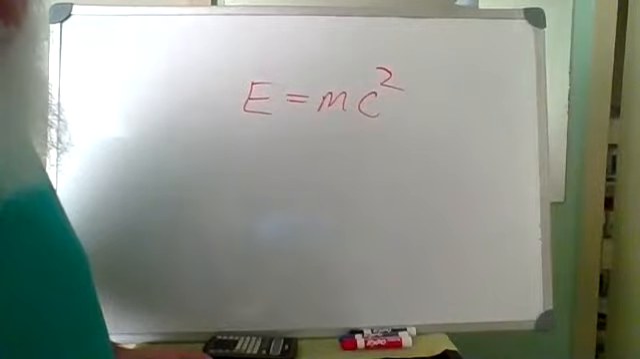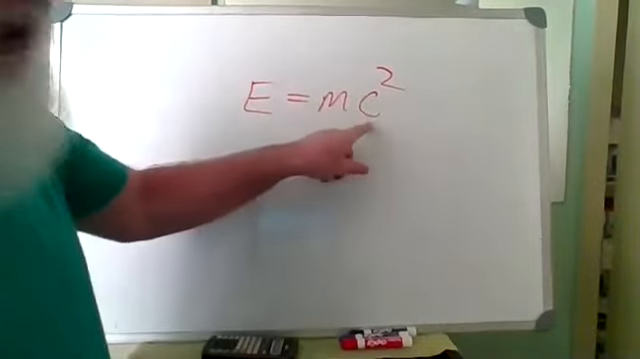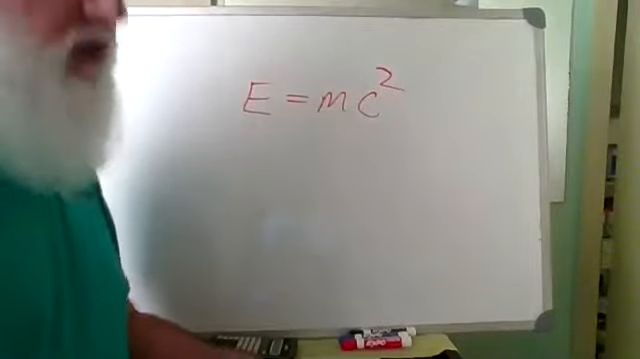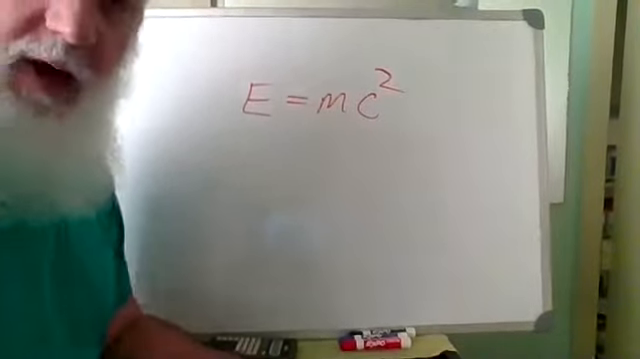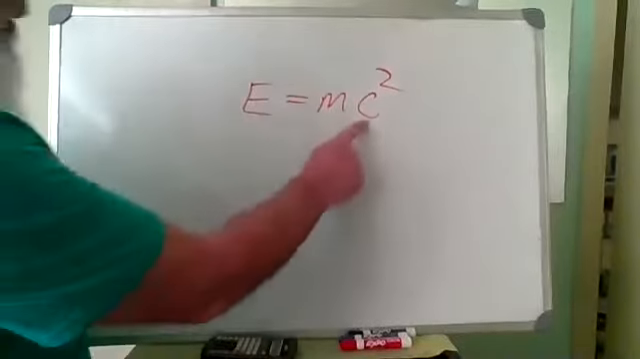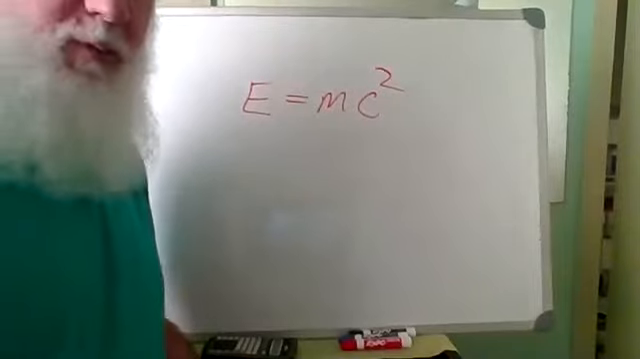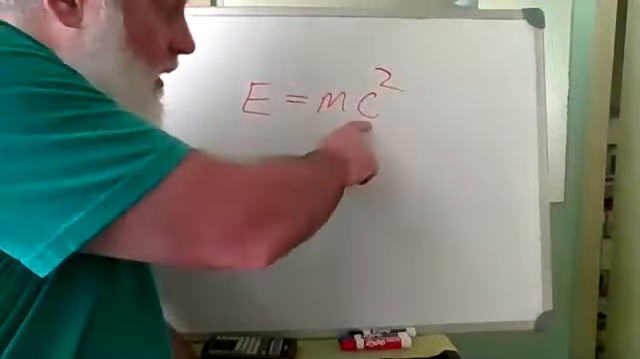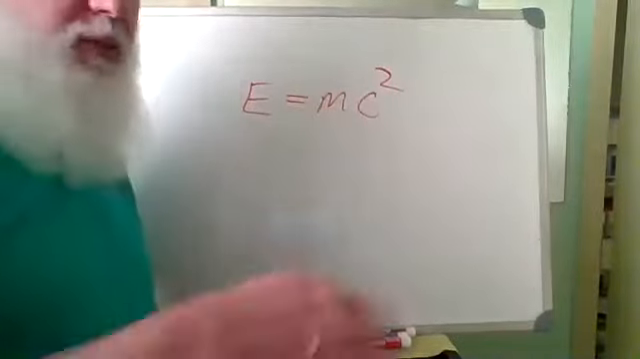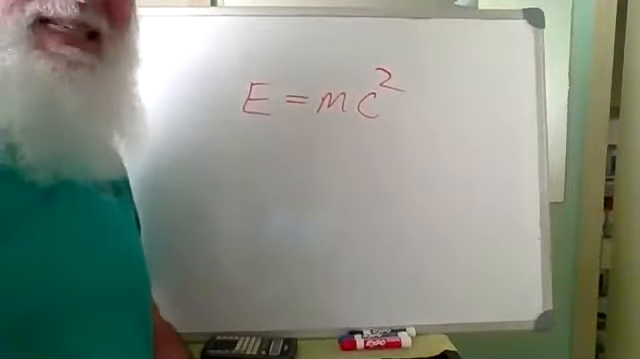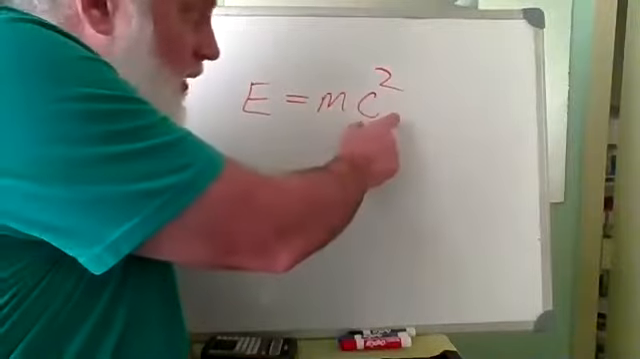What is c in this equation? Isn't it a constant for the speed of light or something like that? Yes, it's the speed of light, which is a very big number. The speed of light is 300 million meters per second. So you square it, right? 3 times 10 to the 8th becomes 9 times 10 to the 16th. So this is a very big number.